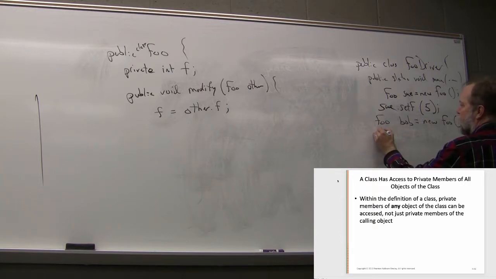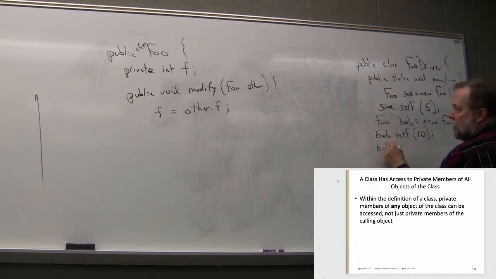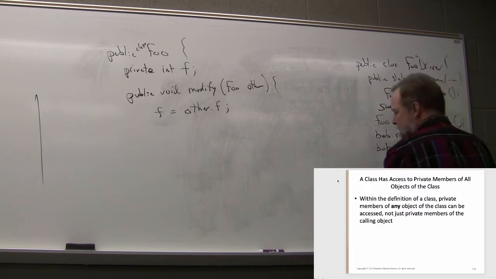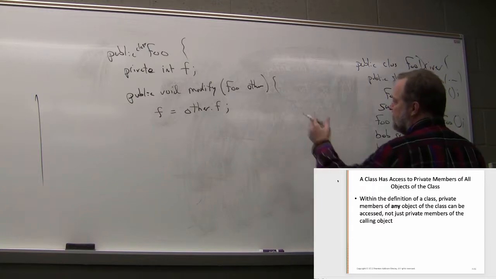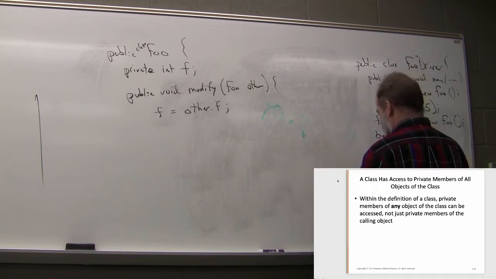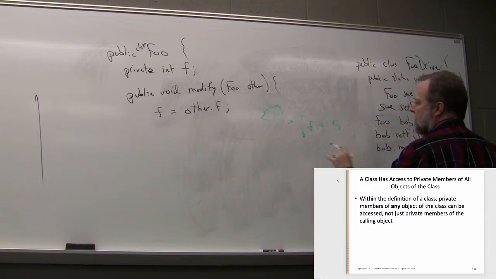And then I will say Bob dot set f 10, and then I can call modify. Let me do this one. I'll say Bob dot modify Sue, like that. Okay, and pictographically, what we have is I've got Sue pointing to an object, and when I say set f, that's going to set f over here to be equal to 5, and then I make Bob.